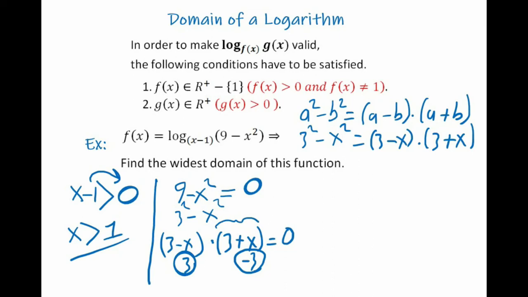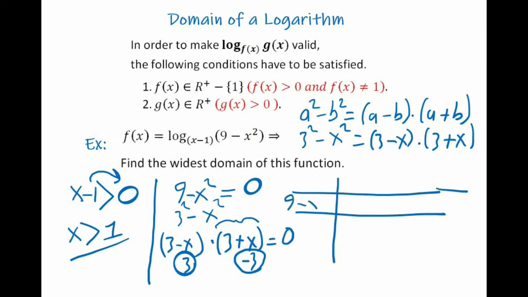But is that all? No. We need to find an interval, as I said. How? Just let me make a table. Here we have the 9 minus x squared function, and here we have the x minus 1 function, and here we have the final part. Okay, so I need to write the roots.